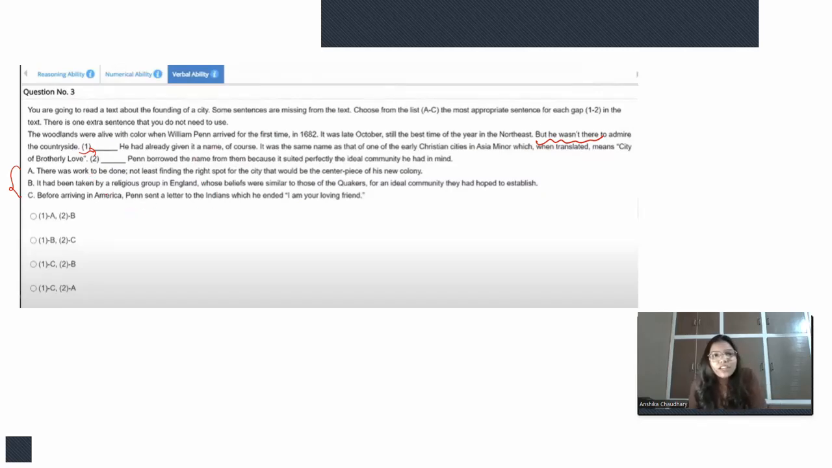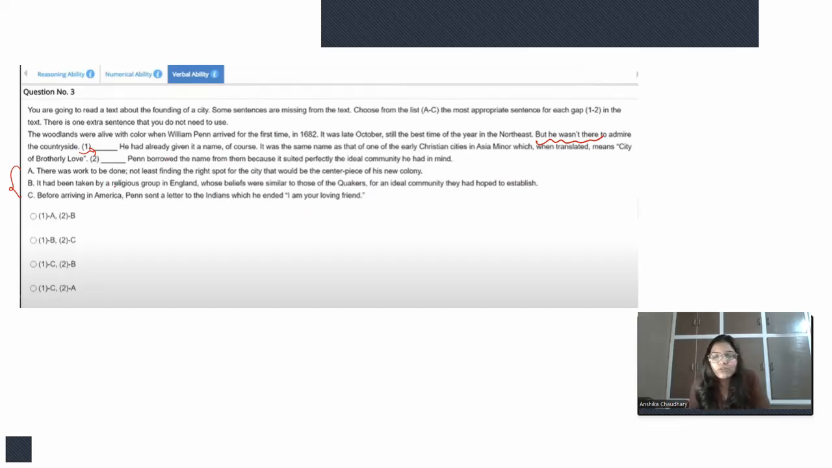So if we see the options, there was work to be done, not least finding the right spot for the city that would be the centerpiece of his new colony. So this line is showing the purpose. But let's check further. Maybe we would find something better, right? It had been taken a religious group in England. So it is not showing any purpose. Like this line is not showing any purpose. Before arriving in America, Penn sent a letter to the Indians, which he ended, I am your loving friend. So it's not again making any sense in the continuation of the previous one, and it's not having any kind of purpose. So the purpose is hidden in that first line only, right?